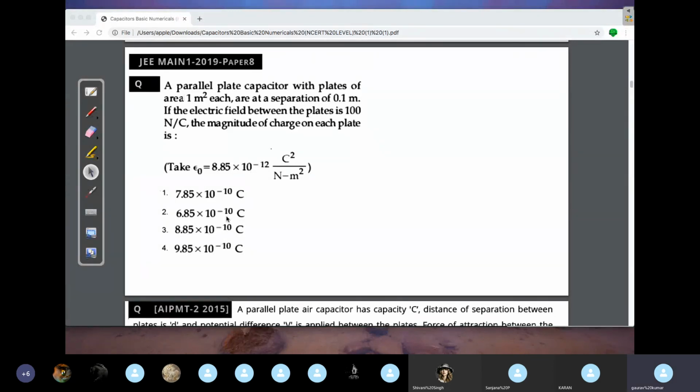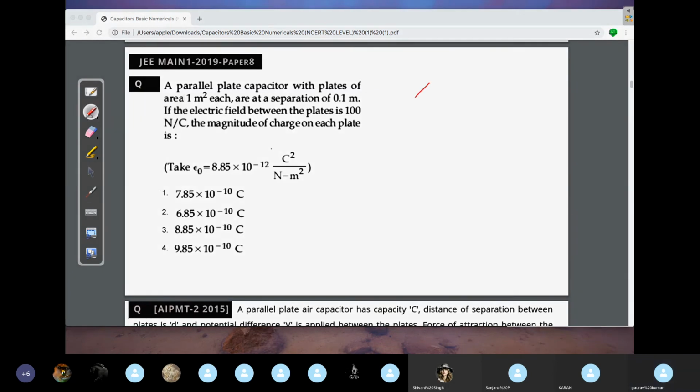Parallel plate capacitor with plates of area 1 meter square each are at a separation of 0.1 meter. If the electric field between the plates is 100 Newton per Coulomb, find the magnitude of charge on each plate. A very, very easy question. I will solve it. There's nothing in this question.